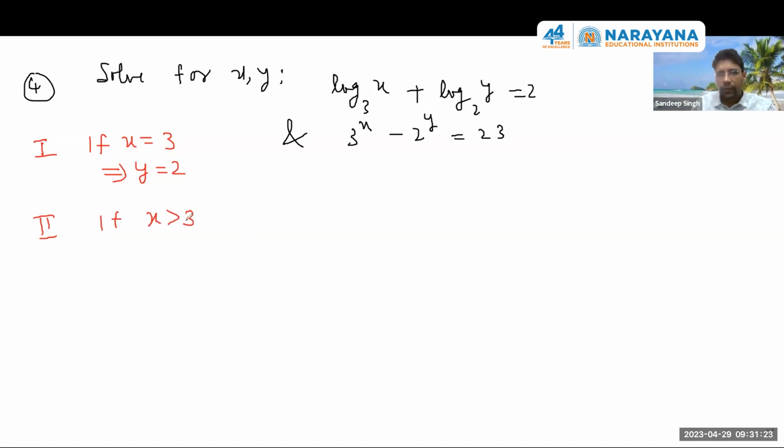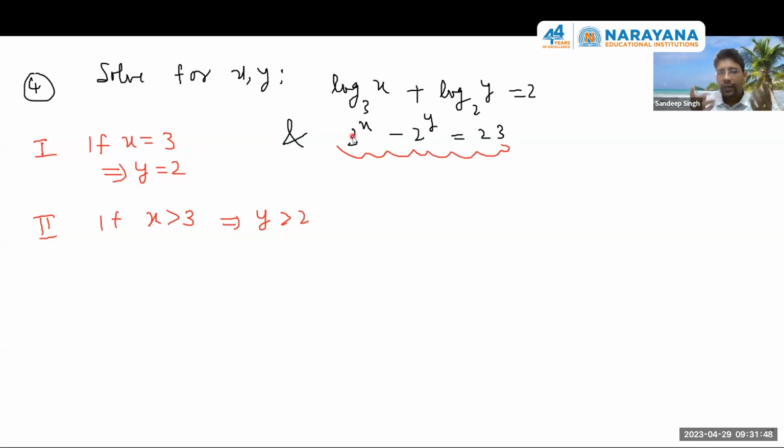If x is more than 3, yes, tell me. If x is more than, there is some disturbance. Second equation, y greater than. Just wait. Okay, from your background it is no issue. So if x is greater than 3, it implies y must be, tell me, greater than 2. From which equation did we see this? From the second equation.